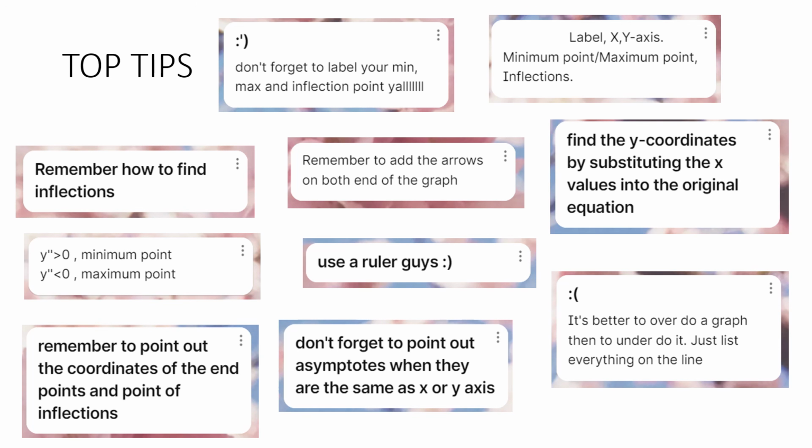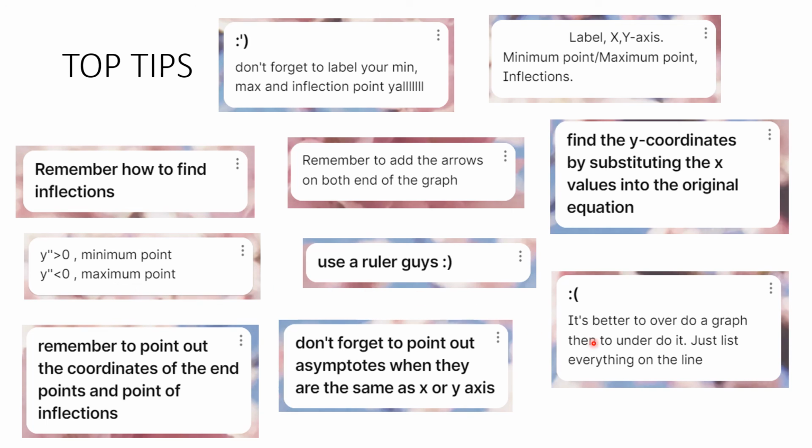And here are my Year 12 top tips. Don't forget to label your minimum, maximum and inflection point. Label your x, y axis, minimum point, maximum point, inflections. Remember how to find inflections. Remember to add the arrows on both ends of the graph. Find the y-coordinates by substituting the x values into the original equation. If the second derivative is greater than 0, it's a minimum. If it's less than 0, it's a maximum.